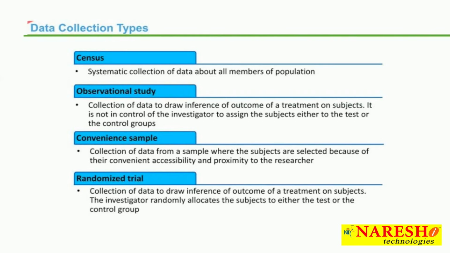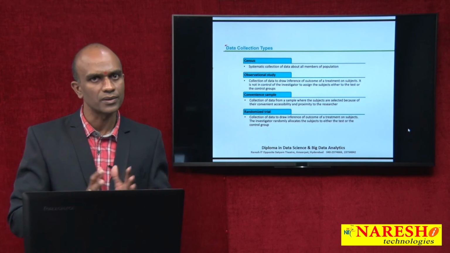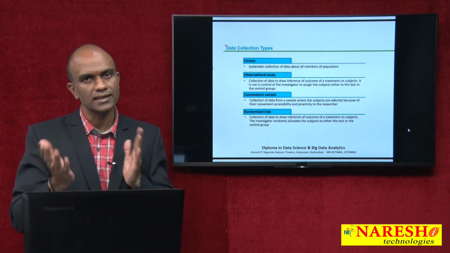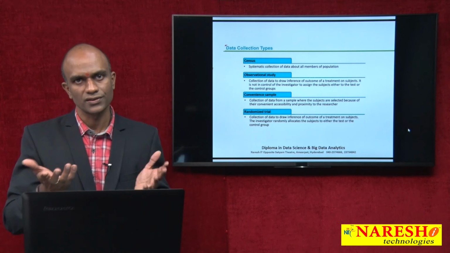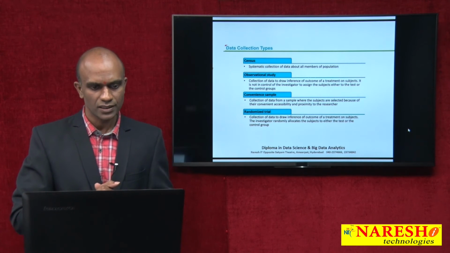Okay. Then we have randomized trial. It's a collection of data to draw inference of outcome of a treatment on subjects, and the investigator randomly allocates the subjects to either the test or the control group. In other words, you're randomly selecting someone, and that is precisely a randomized trial. You don't have any basis on which you are selecting, but you randomly go ahead and select somebody and you perform your test or trials on them, guys. That is an example of a randomized trial.